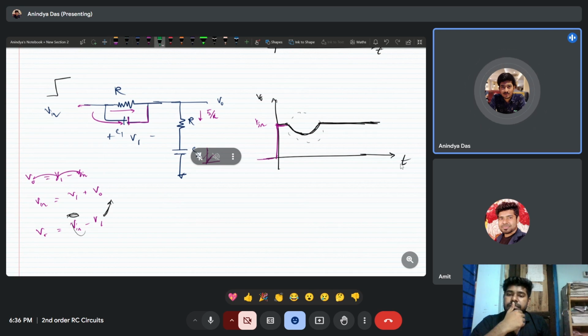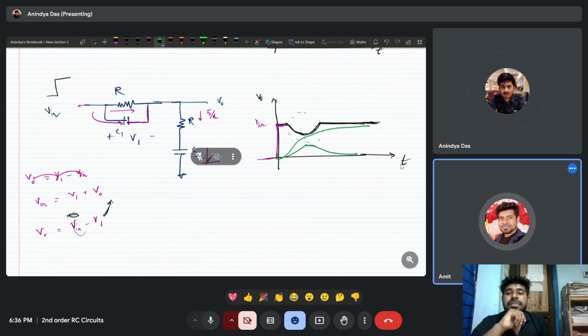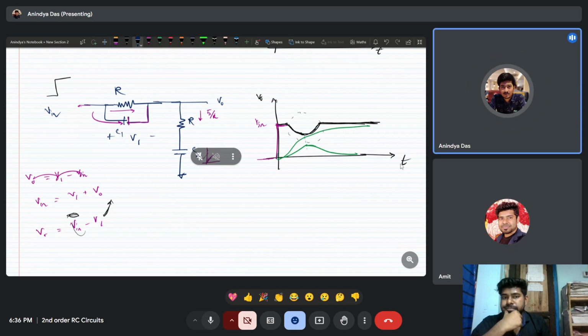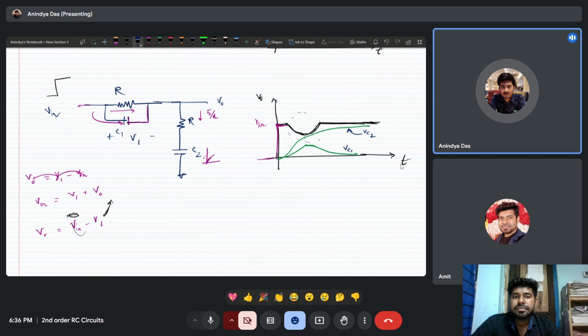And I can also draw the voltages across the capacitor C2. The voltage across the capacitor C2 will rise like that, and the voltage across the capacitor C1 will go like this and go to zero like this. Mark VC1 or VC2 on the graph. This is for VC2 and this is for VC1.